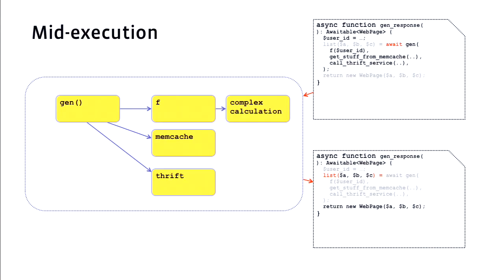And now we can go back into the function. And we jump into the function at this assignment state, right? So we now have results. That is, we have the results of F, we have the results of memcache, and we have the results of thrift. And we can assign them to A, B, and C, and continue with the execution of the function, which in this case is returning our nice new web page.